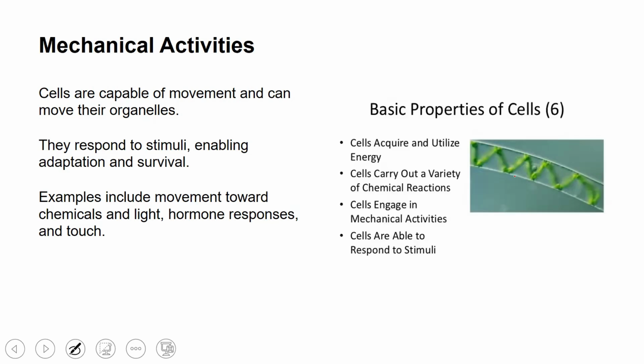So the basic properties of a cell, we have 6 of them, as we can see. Number 1, cells acquire and utilize energy. That is number 1. Cells carry out a variety of chemical reactions. We mentioned this, making 2. Cells engage in mechanical activities is also another property. Cells are able to respond to stimuli is also another property. So you see here we have 4. And if you didn't forget, we talked about how cells are highly organized, and also that cells contain a genetic blueprint. So making a total of 6 properties of a cell.